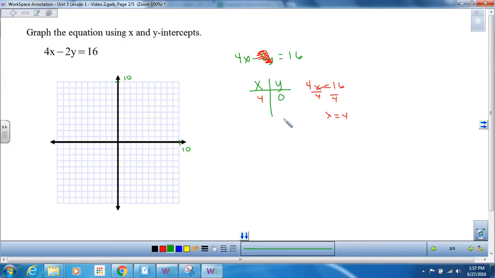And then when you want to find the y-intercept, you plug in 0 for x, so you can cover that term up. So negative 2y equals 16, divided by negative 2, y would be negative 8. Okay, so my x-intercept is 4, 0, on the x-axis. And then my y-intercept is 0, negative 8, on the y-axis. And then I connect those with a line.